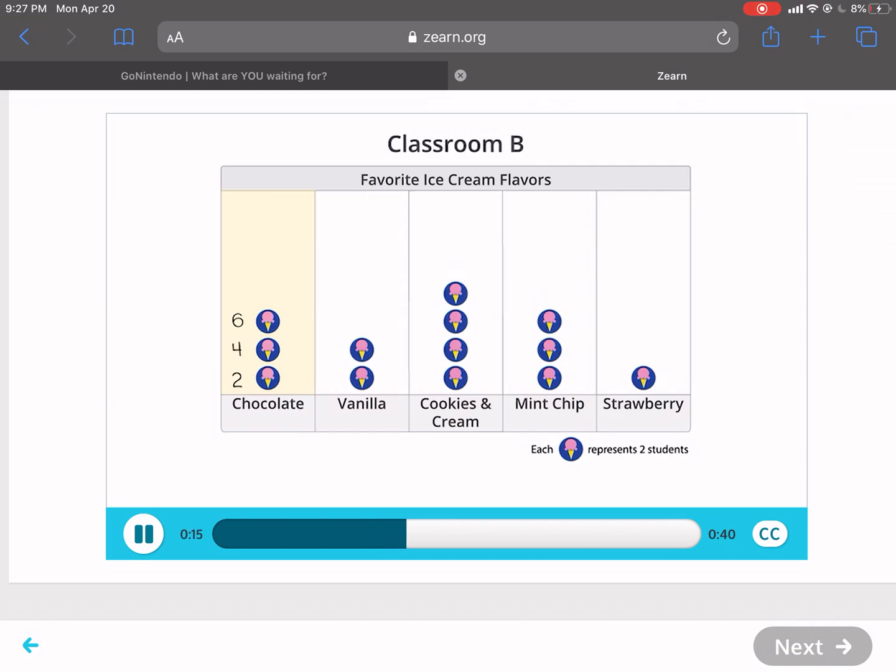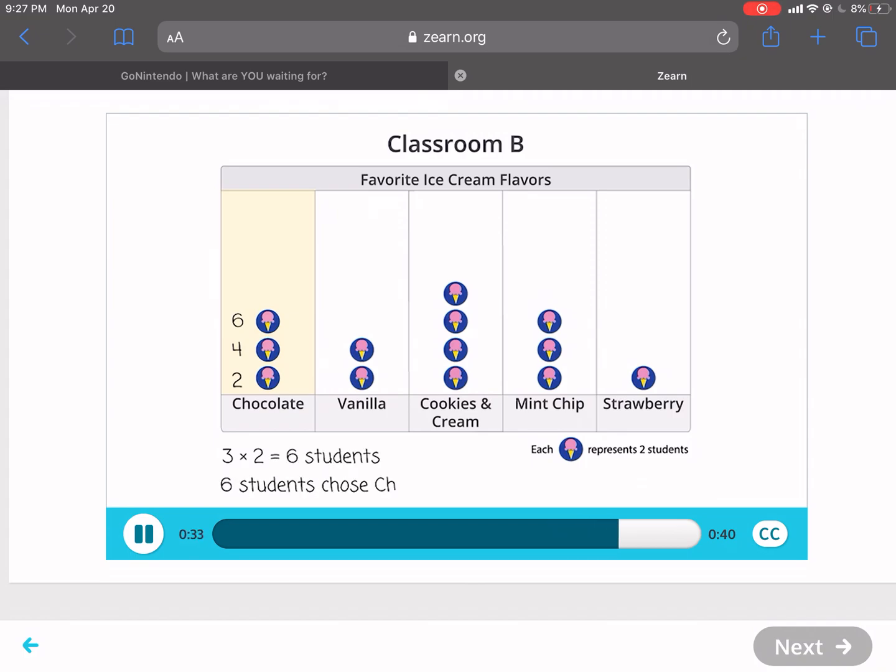We can also multiply 3 times 2 to find the number of students who chose chocolate. The number of cones, 3, is the number of groups, and the number of students per cone, 2, is the size of each group. 3 times 2 equals 6. 6 students chose chocolate as their favorite flavor. That's right. Let's look at this graph some more.